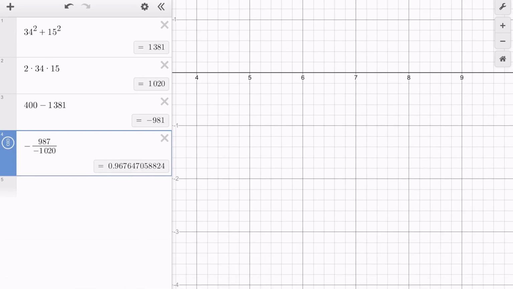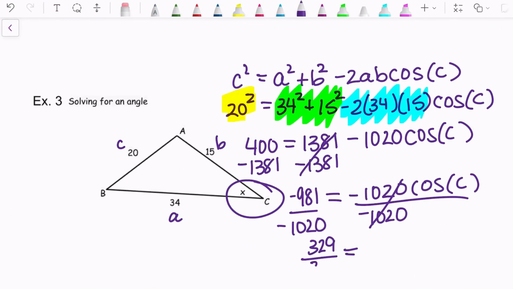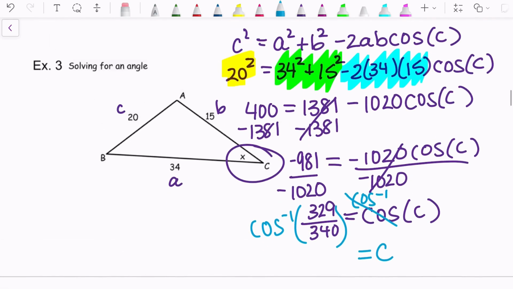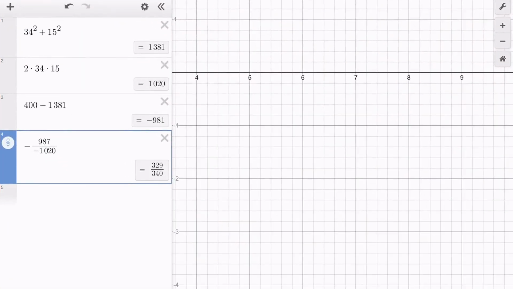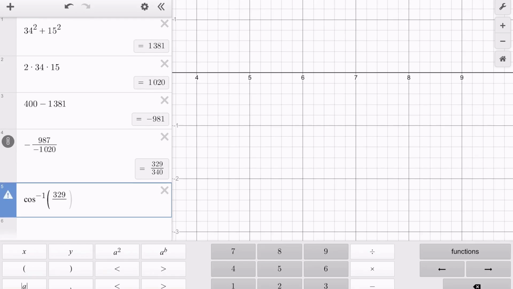So I'm not going to write it as a decimal. I like to write it as a simplified fraction, which is 329 over 340. And this is equal to the cosine of C. I like to round at the very end. Now I'm going to take the inverse cosine of both sides, because inverse cosine is the opposite of cosine, so you'll just be left with C. And so I'm going to do inverse cosine of 329 over 340.